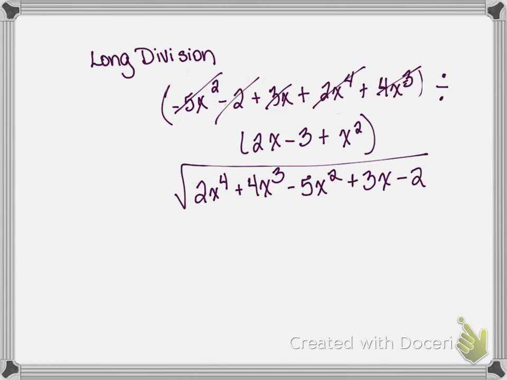Okay, look at what I'm dividing by. Is that in order? No, so I got to put that in order. So, the reason that I cannot use synthetic division here, whoops, I put a square root sign. Do you guys see that? Okay, so now I've got x squared plus 2x minus 3.